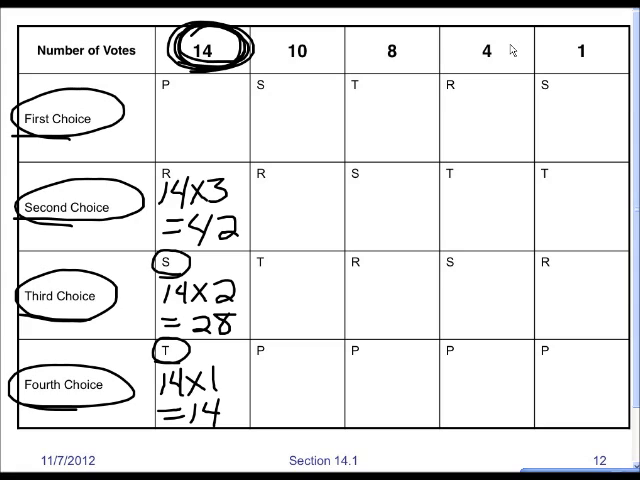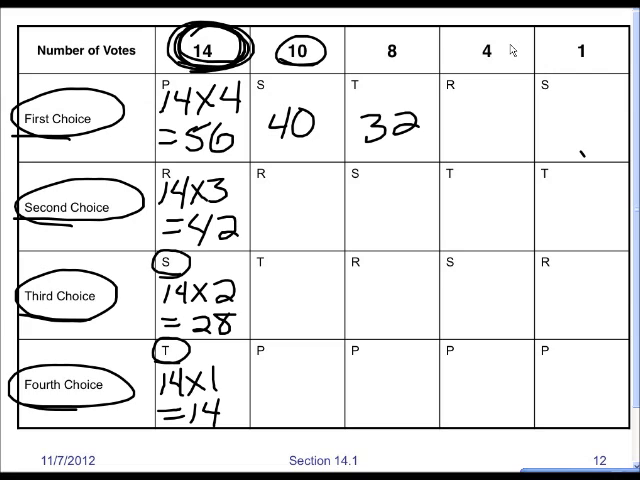First choice then would be 4 points each, and Paul has 14 of them. 14 fours is 56 points so far for Paul. If we do that for the rest of the table, we see that Sarah has 10 first choice, which would be 40 points. Tim has 8 first choice, or 32, 16, and 4.